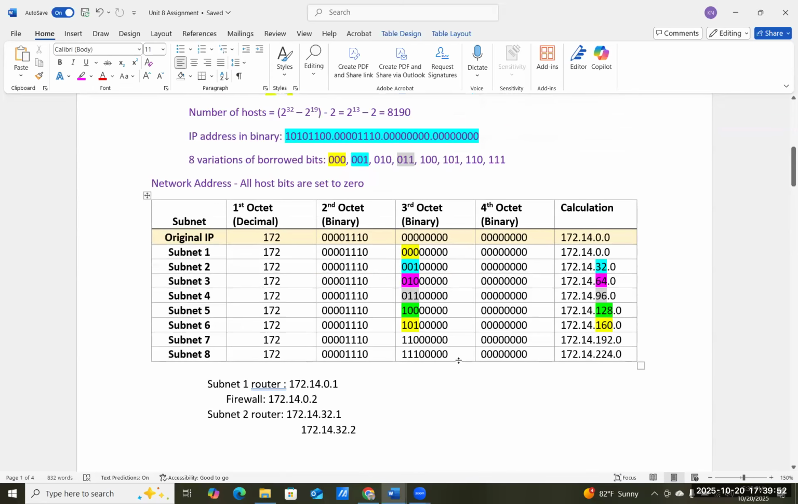Okay, so once we have this, we need to come up with usable addresses. I think this is the hardest part in networking for most people, but it's not hard. If you understand binary and a little bit of basic math, then you're okay.